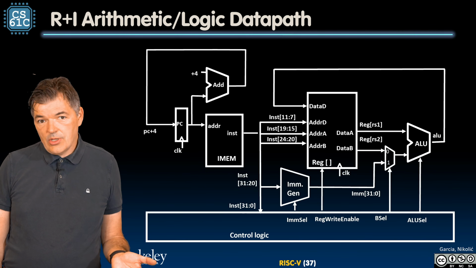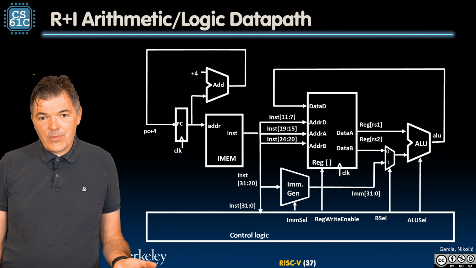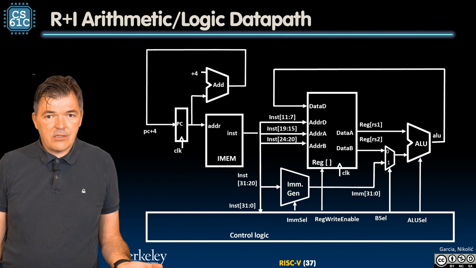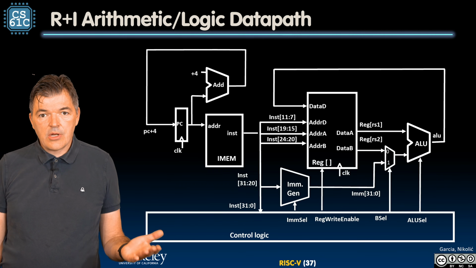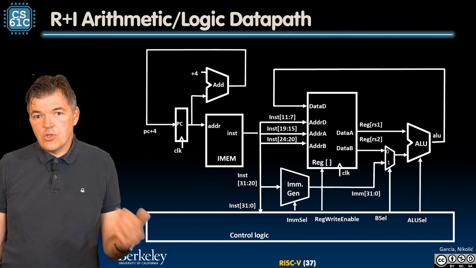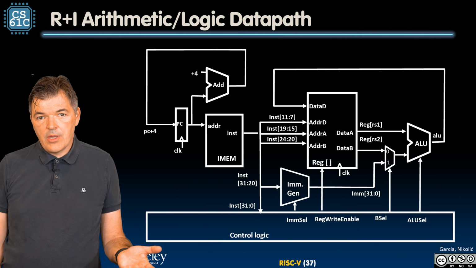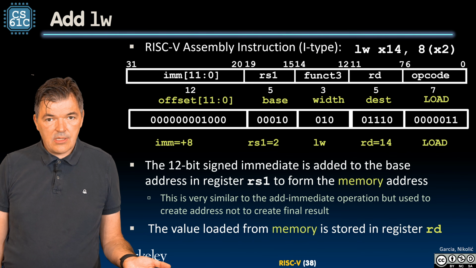Now, in order to support loads and stores, we'll have to have the data memory. And keep in mind that RISC-V is a so-called load-store type of architecture, where all operations with the memory are done just with loads and stores. No other instruction type accesses memory. So let's review first what we need to do with our loads.